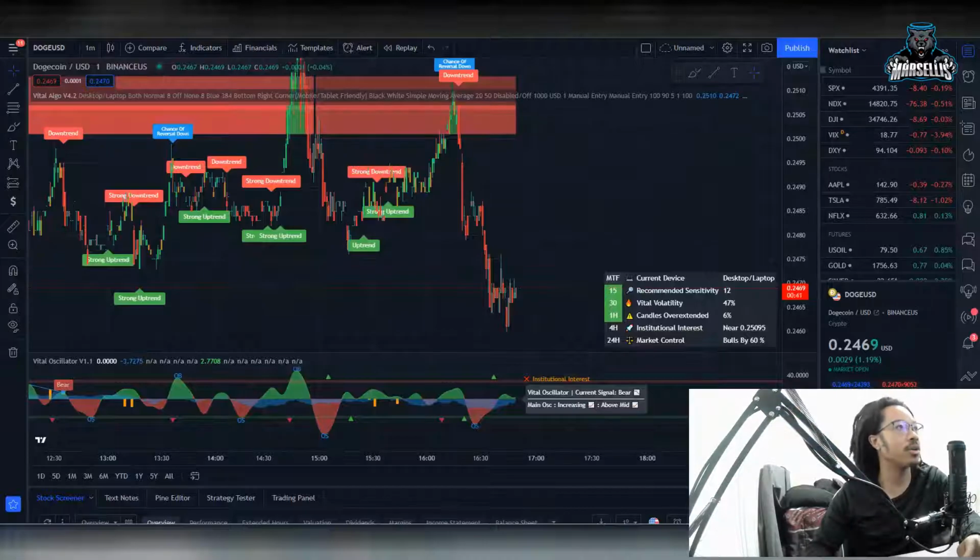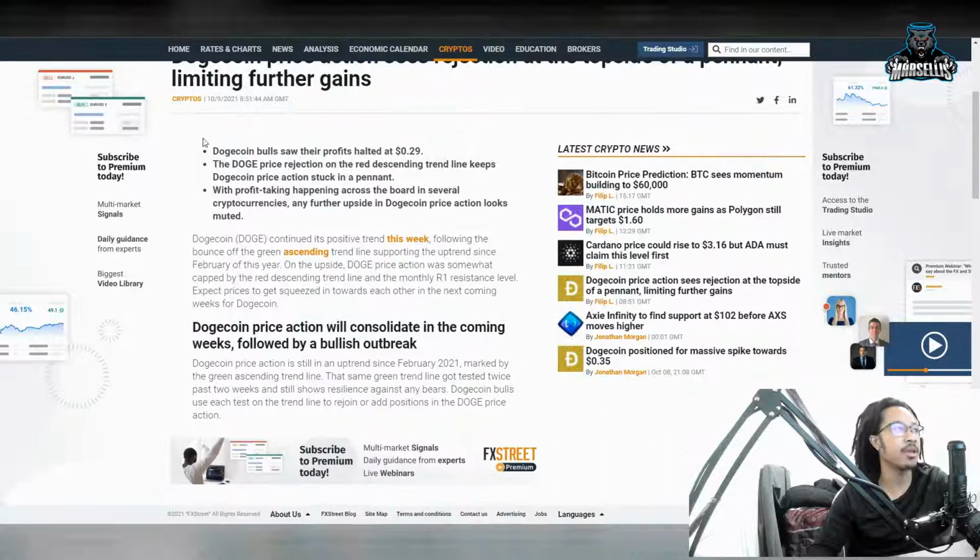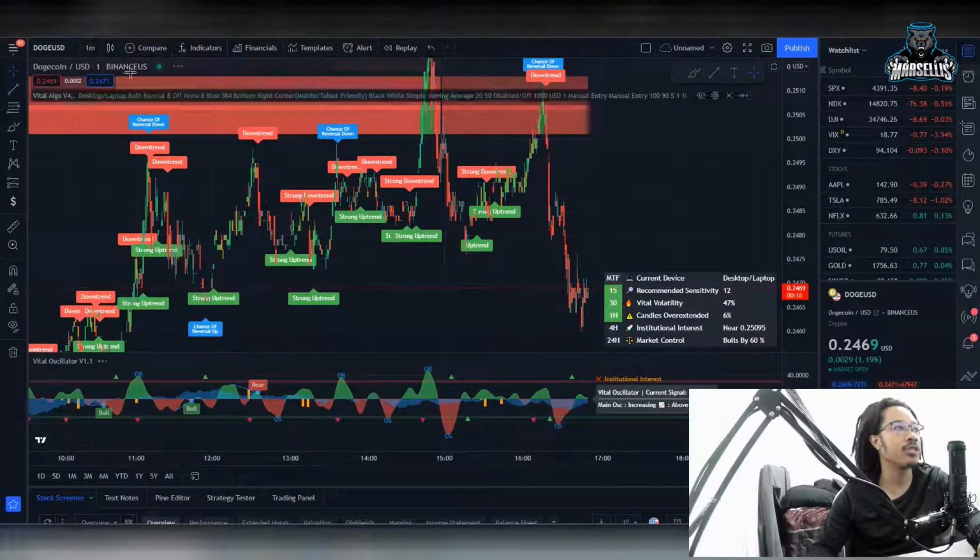And that's exactly what I'm talking about there. We've seen that rejection there. So Dogecoin bulls saw their profit halted at 29 cents. And so the Doge price rejection on the red descending trend line keeps Dogecoin price action stuck in a pennant. So with profit taking happening across the board in several cryptocurrencies, any further upside in Dogecoin price looks to be muted. That's pretty much what's happening. And a lot of people are taking their profits out.